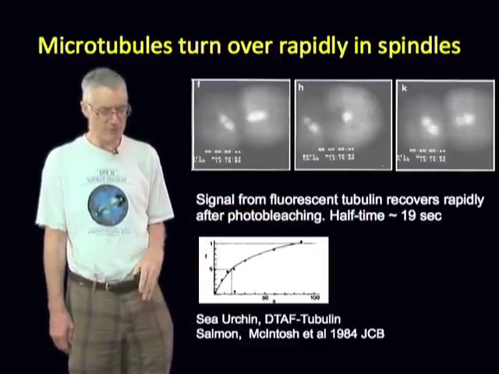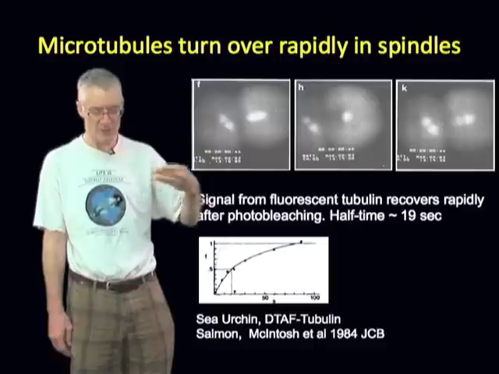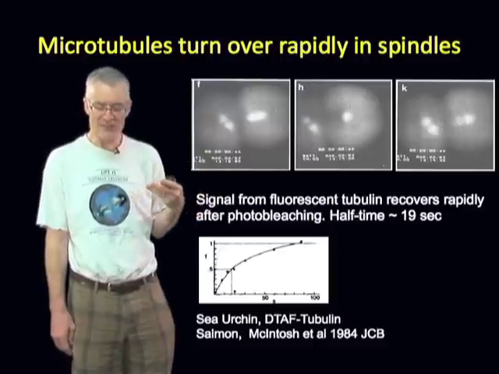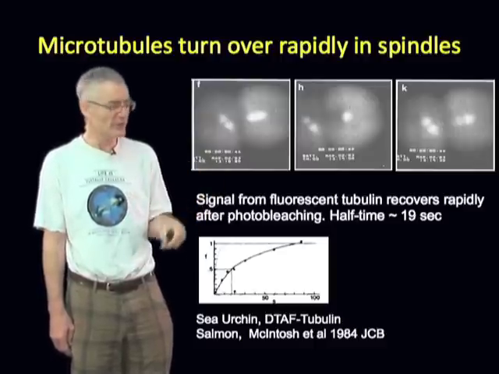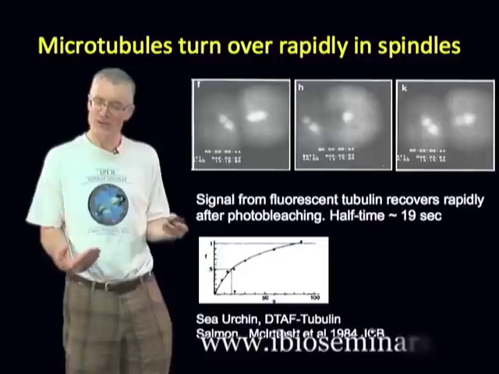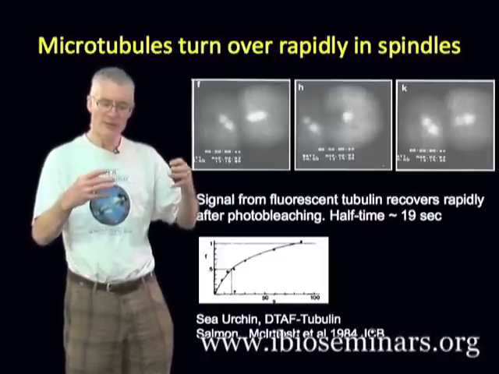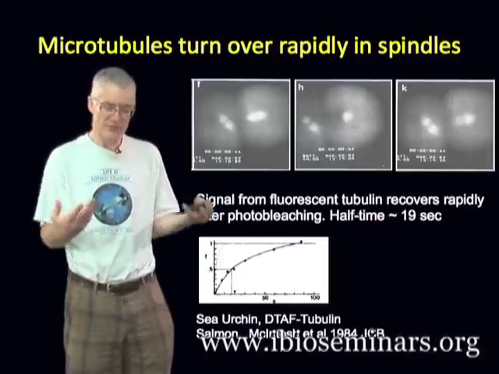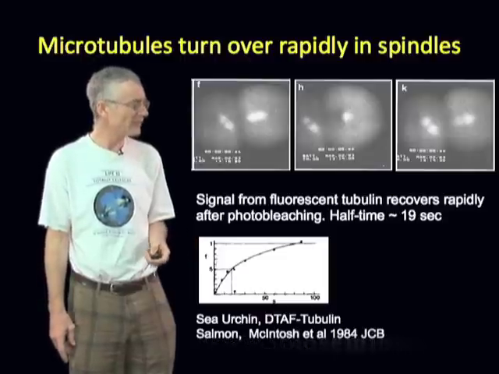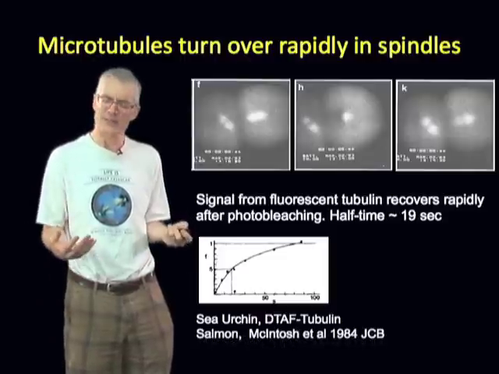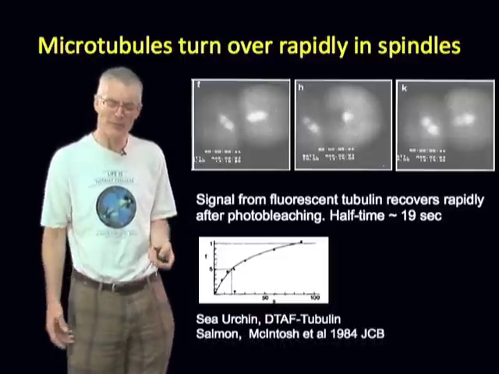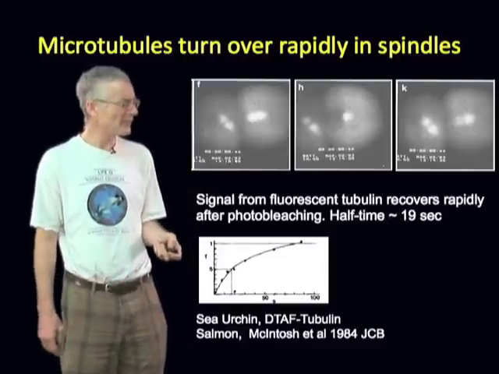So Salmon and McIntosh inferred that subunits are exchanging sufficiently rapidly that in 19 seconds, half the microtubules in the spindle have been turned over and refreshed. So even though the spindle can last hours, the subunits within it only persist for tens of seconds inside the spindle. And that really is very characteristic of the spindle and important for those properties I talked about in the introductory material.